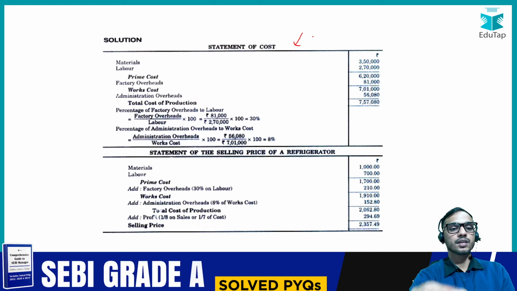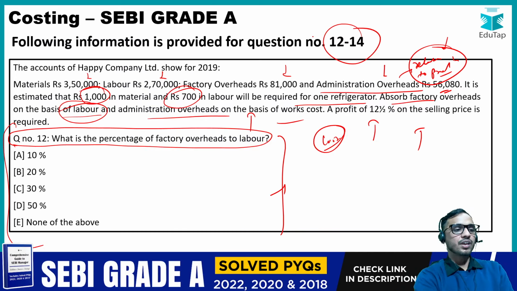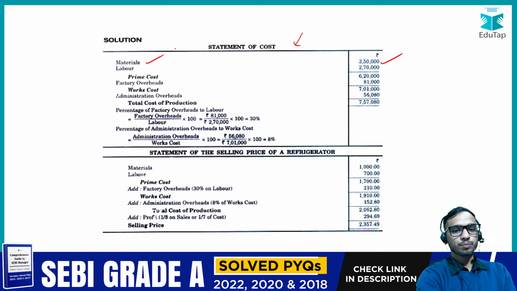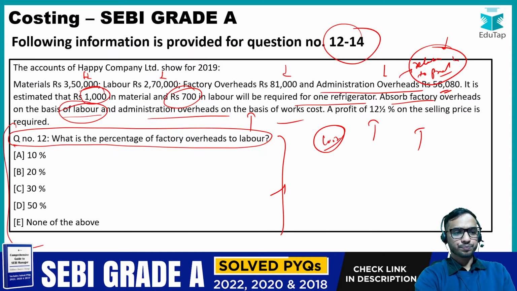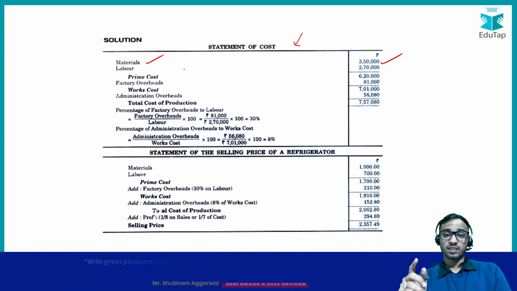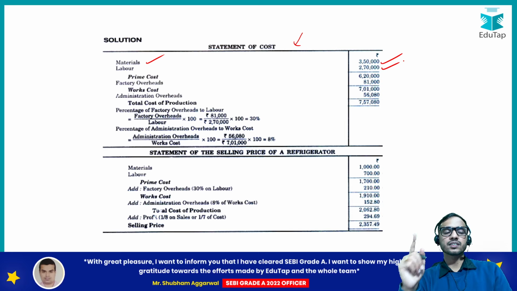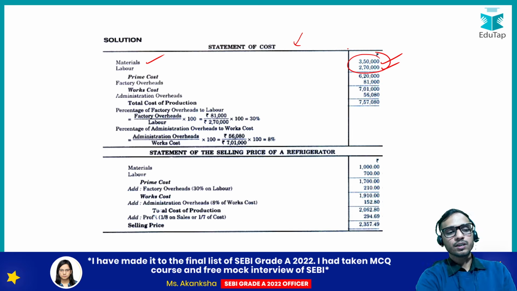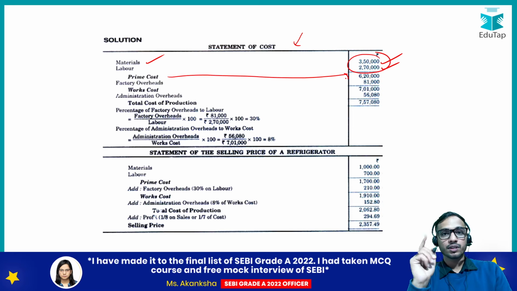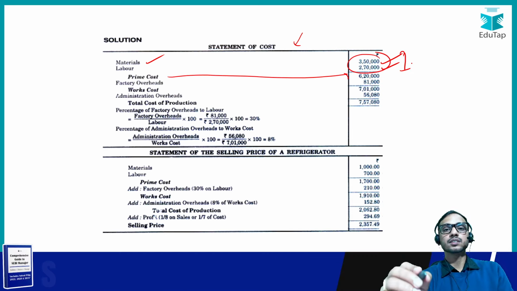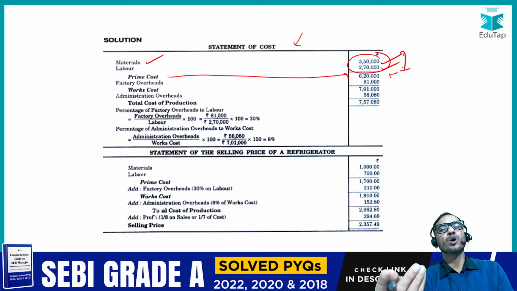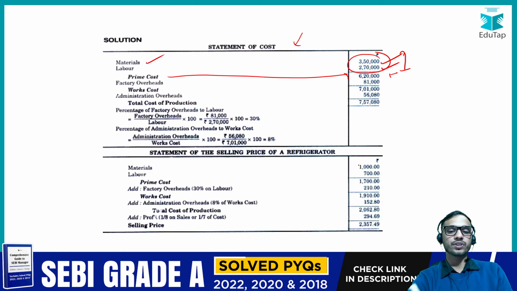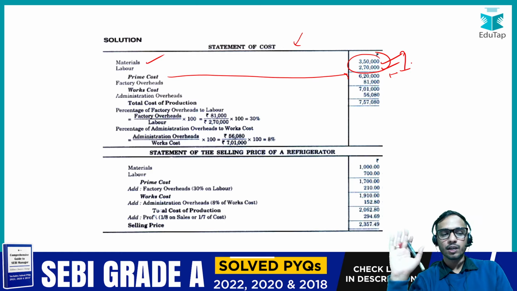Now let's understand what is statement of cost. We have materials of 3,50,000, so you will write 3,50,000 for the materials. Now you will have labor cost as 2,70,000. You would write 2,70,000 as labor total cost, and you are going to add it, so you will have your prime cost. Remember, we did this in the cost sheet. Though we also had direct expenses, we don't have direct expenses in this particular question, so we get prime cost by adding material and labor, right?